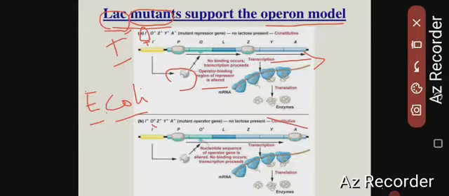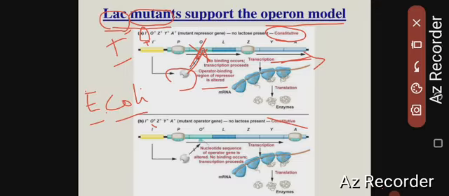So if there is some problem in the repressor, what will happen here? Either the production of the repressor polypeptide is altered, or it produces a polypeptide that cannot bind to the operator sequence here. So it cannot bind. That's why the transcription will happen constitutively, meaning it will proceed further and further. It will not stop.